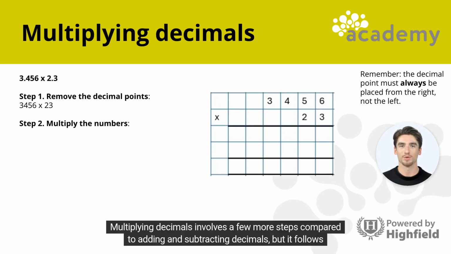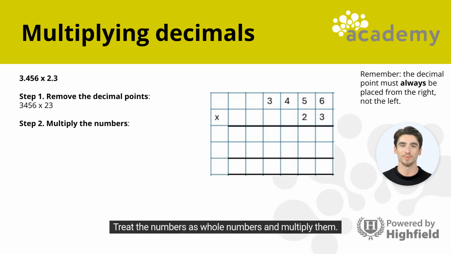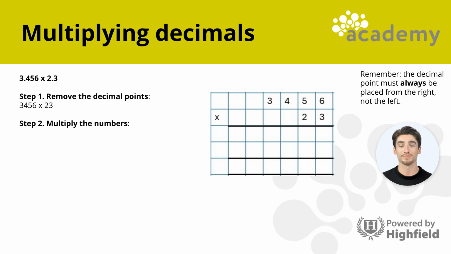Multiplying decimals involves a few more steps compared to adding and subtracting decimals, but it follows a straightforward process. Let's look at an example. Multiply 3.456 by 2.3. Step 1. Ignore the decimals initially. Remove the decimal point from each number. Treat the numbers as whole numbers and multiply them. The question becomes 3,456 multiplied by 23.